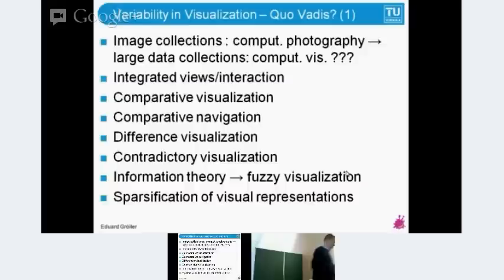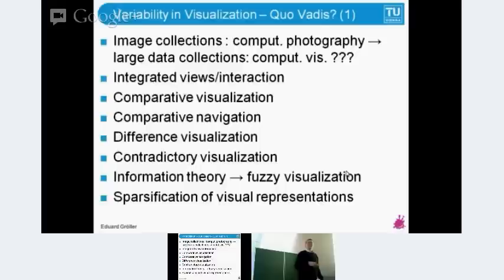Okay, so at the end, these were three examples of how to cope with this visual complexity: comparative visualization, then this fuzzy visualization, and, what was the first one? The integrated views. So at the end, I just want to give some outline of what might be interesting research topics. Maybe some of you would like to work on that.